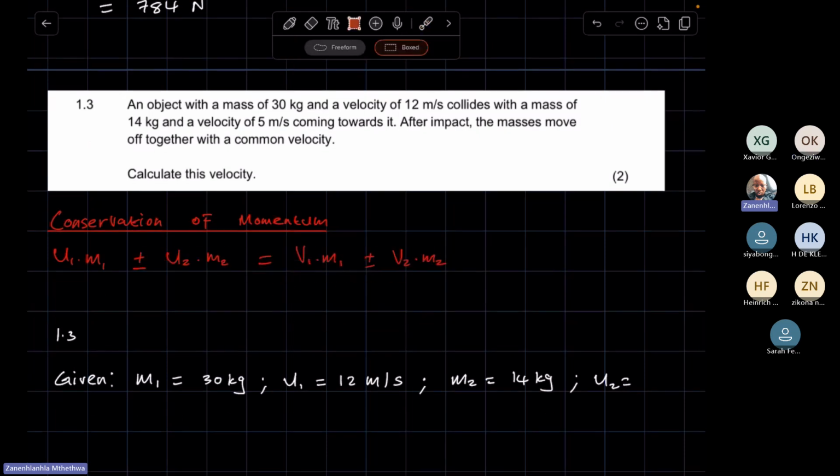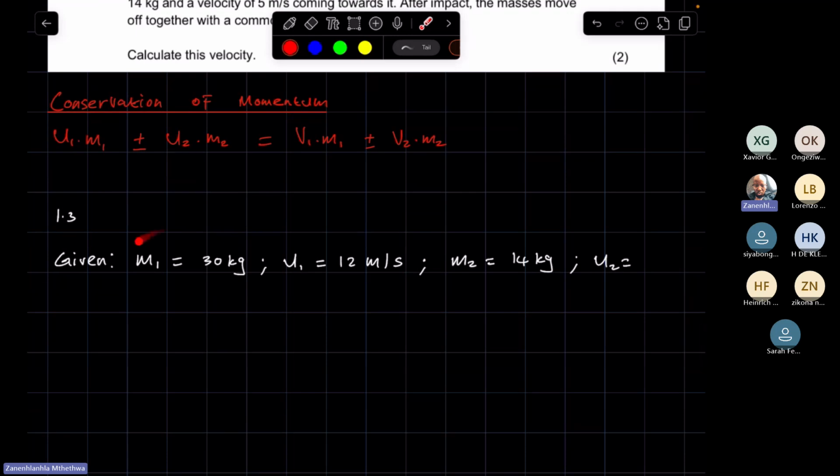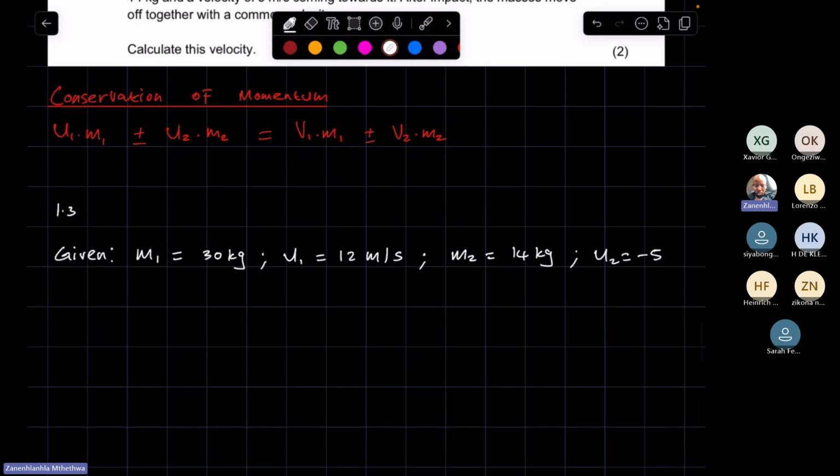Right. So meaning one is headed east and one is headed west. It doesn't matter how you assign your directions, as long as one is headed east and one is headed west. So we are going to assume that this one is headed east, so it's going to remain positive. And if this is headed east, it means this one is headed west, so you take this as negative. So this will be negative 5 meters per second.